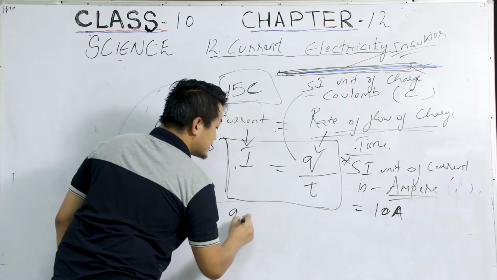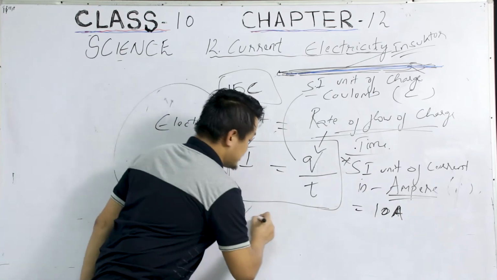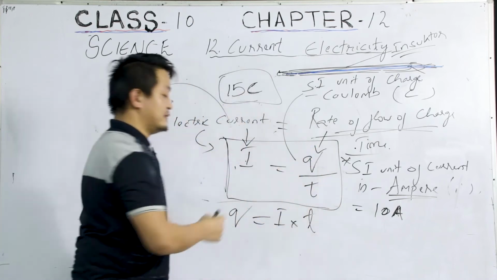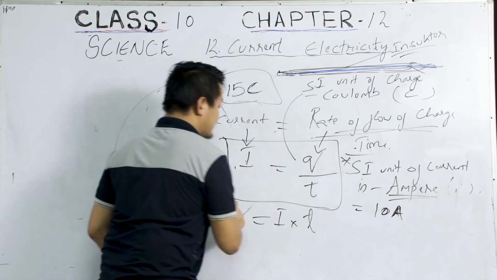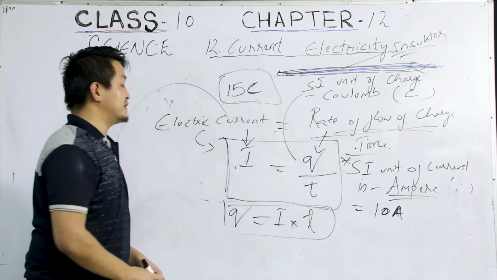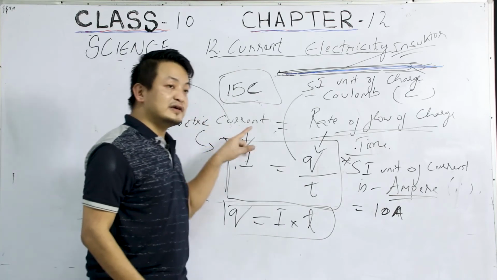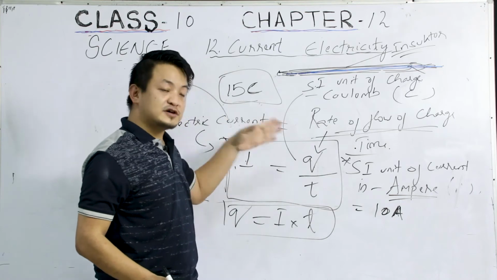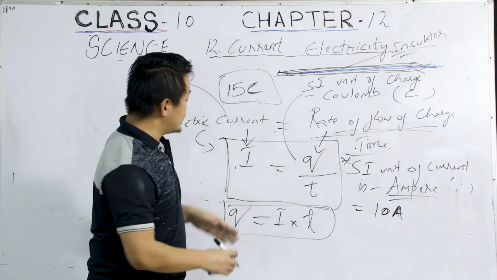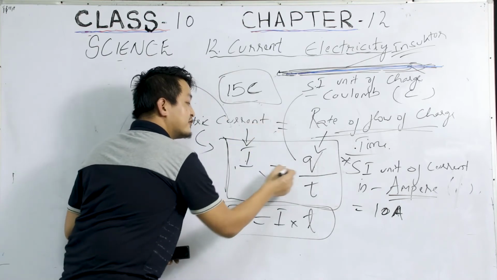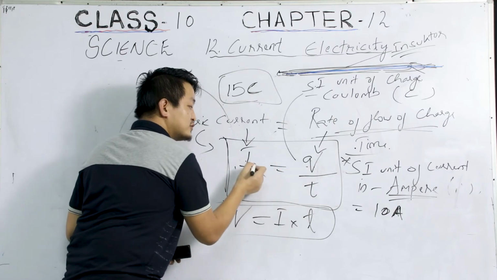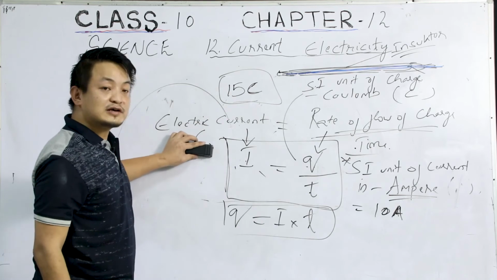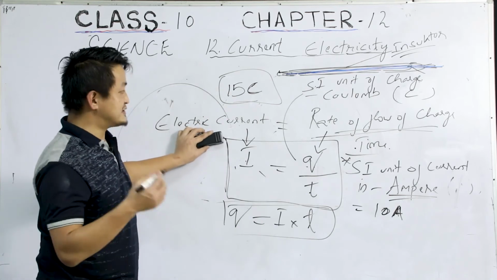That's very simple. We'll write Q is equal to current into time. Clear? So this is the second formula that we get from here. Since electric current is the rate of flow of charge by time, from here we get another formula, that is Q is equal to current into time. Using this relationship we'll solve a simple numerical.